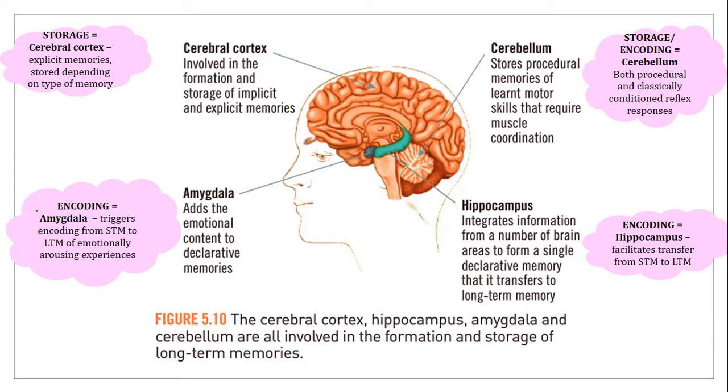So just so we're clear, the cerebellum stores procedural memories, and hippocampus is to do with declarative memories. The amygdala adds emotional content to declarative memories. So let's say, for example, you had a terrible birthday. Your hippocampus will remember the facts and events associated with your birthday, right? And your amygdala might remember why you cried and the emotional feelings associated with that birthday. And then the cerebral cortex is involved in the formation and storage of memories.